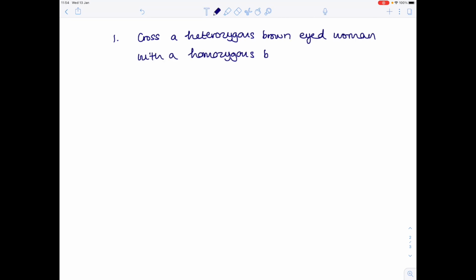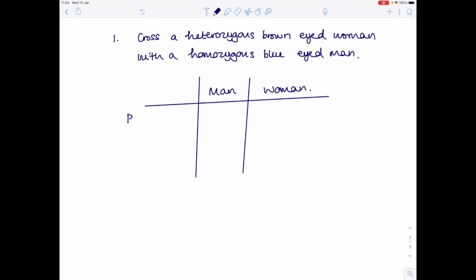What I want to do now is jump in with a monohybrid example. So we're going to cross a heterozygous brown-eyed woman with a homozygous blue-eyed man. So what we're having a look at is what the outcome will be in terms of their offspring. So what is the chance of them having blue-eyed kids, brown-eyed kids, etc. So always lay it out like this. So first of all, your phenotype, which remember is the actual appearance. So we know that the man has blue eyes and the woman has brown eyes.